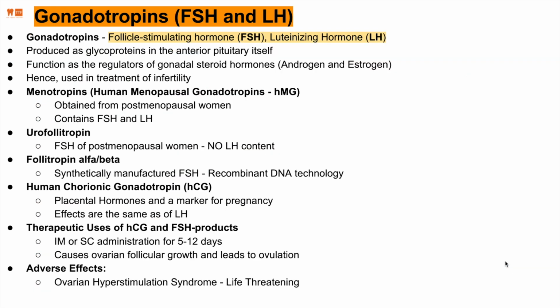Perfect. Moving on, actual gonadotropins. The last slide was gonadotropin releasing hormone. This is actual hormones, which is follicle stimulating hormone and luteinizing hormone. They're produced as glycoproteins in the anterior pituitary itself. It functions as a regulator of androgens and estrogen, which are gonadal steroid hormones. Hence, it's used in the treatment of infertility. Essentially, it increases fertility.